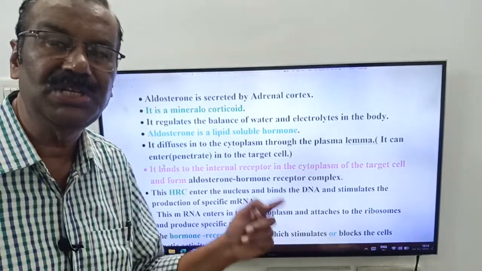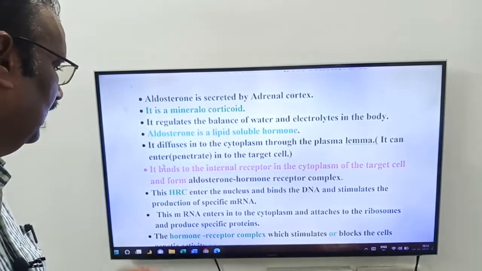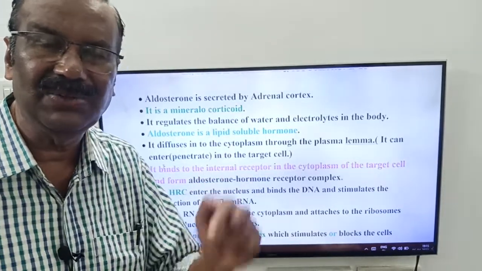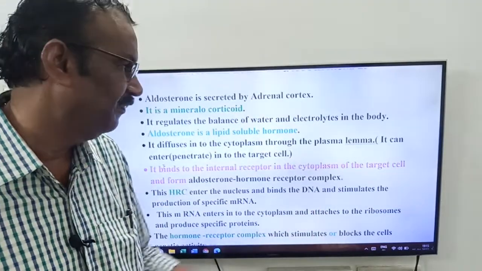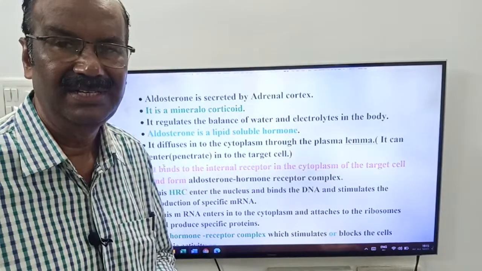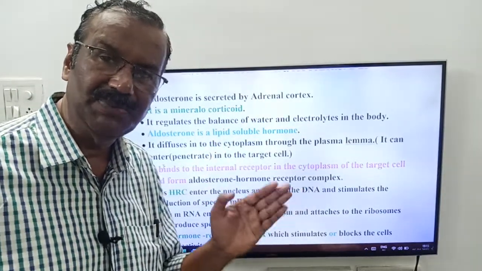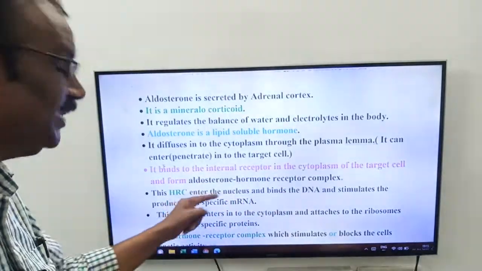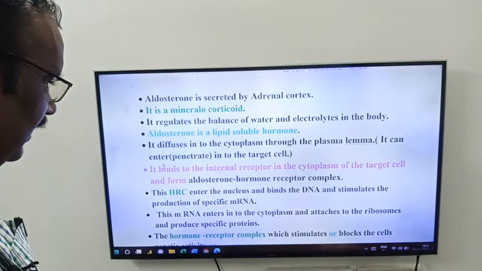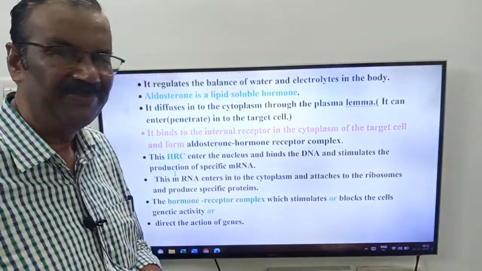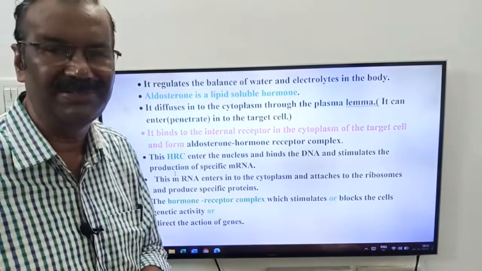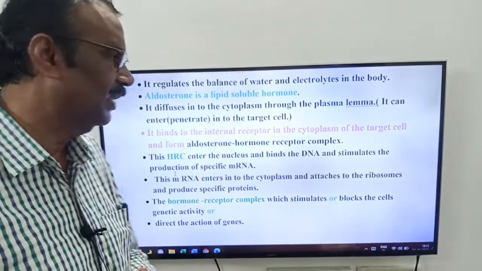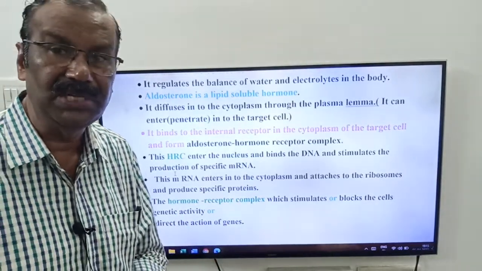They form a hormone receptor complex, that is the aldosterone hormone receptor complex. Okay, friends, this HRC enters the nucleus and binds to the DNA. After formation of the hormone receptor complex, it enters into the nucleus, binds to the DNA and stimulates the production of a specific mRNA, messenger RNA. This mRNA in turn enters into the cytoplasm from the nucleus, attaches to the ribosomes and produces specific proteins.